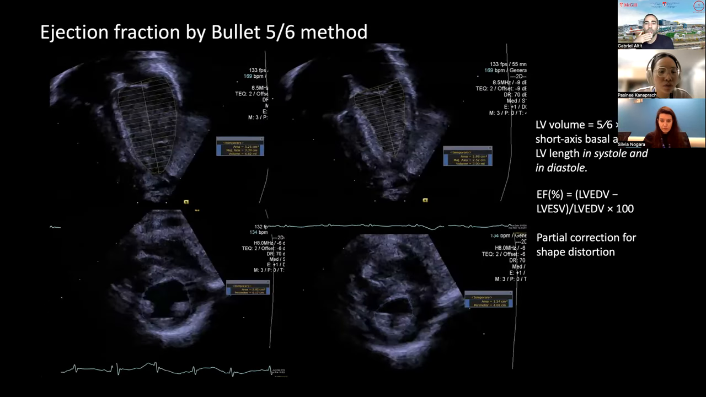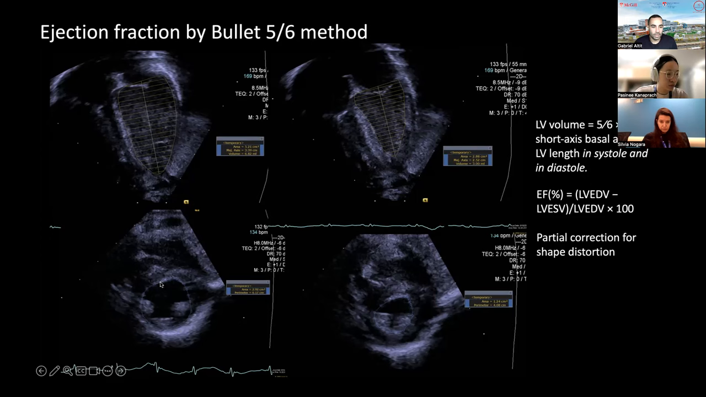Okay. So you can do the same thing. You can estimate the volume by using another equation. So let's say you had a cylinder. If you take a circle and you measure the area of that circle and you multiply it by the length, it gives you the volume of a cylinder. Does that make sense? So let's say I go in parasternal short axis and I go at the mid papillary level, and in diastole, I measure the area. And then in systole, I measure the area.